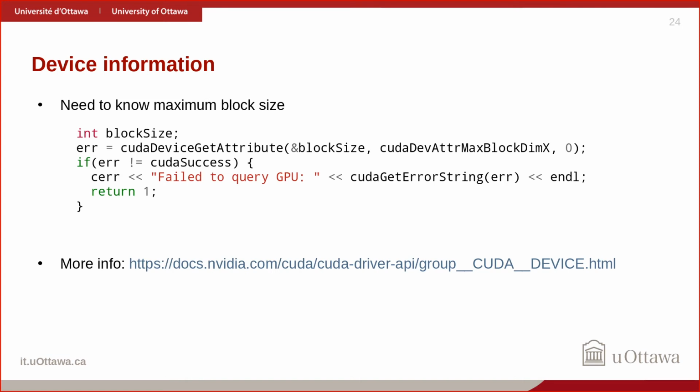So to be able to do that, we need to know what the block size is. And there's a CUDA function called cudaDeviceGetAttribute. That allows you to query the GPU and get its properties. In this case, we want to know the max block dimension in X, because we only use one dimension. And that is going to be stored in block size. So we actually ask the GPU how big should our blocks be? How big are your blocks? And then we can optimize for that.